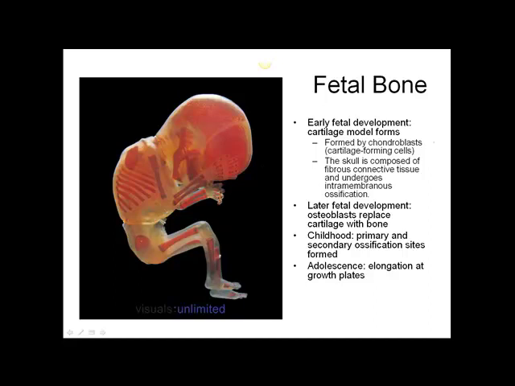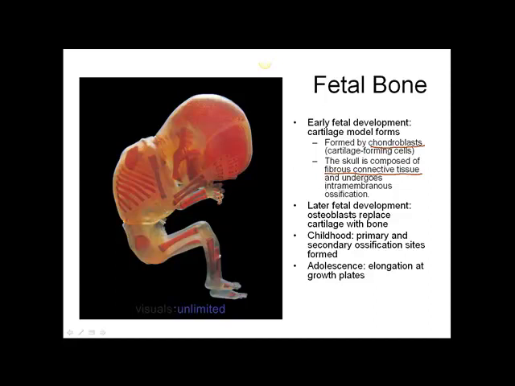So chondroblasts are the cartilage forming cells, chondroblasts. Chondrocytes are the cartilage maintaining cells. The skull is composed of a fibrous connective tissue. It is not cartilage. It's a fibrous connective tissue because those are flat bones. So they ossify in a different way.